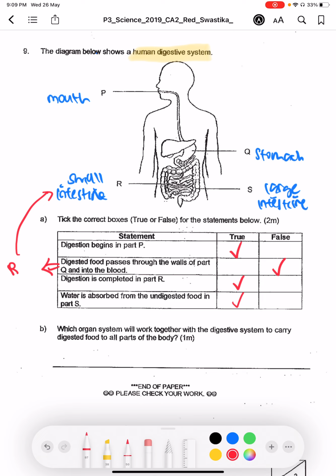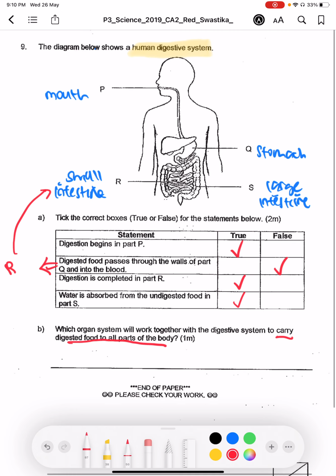Okay, so the last question: which organ system will work together with the digestive system to carry digested food to all parts of the body? I think this one we actually explained earlier, that this actually refers to the circulatory system. So the circulatory system actually helps to transport and to carry the food, digested food, to all the other parts of the body to give us energy and strength.